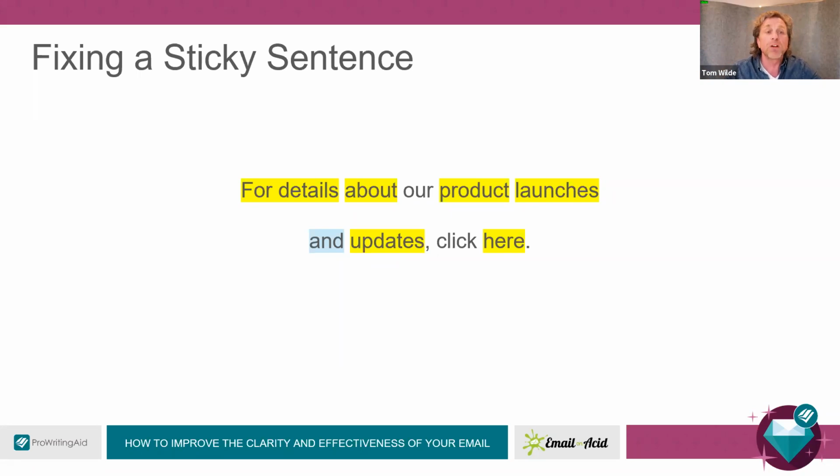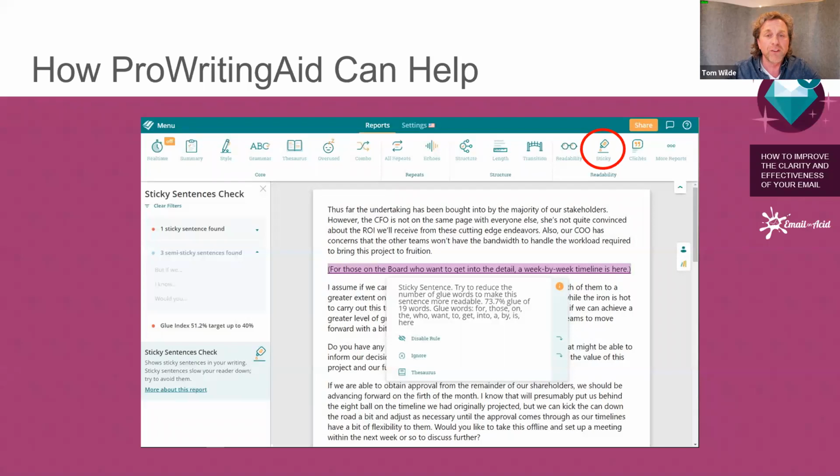Okay, how does ProWritingAid help? Well, we have a sticky sentences report. This does nothing but spot sentences with a high proportion of glue words. This sentence it's picked up has almost 74% of its words as glue words. And you can also see in the sticky sentence report, we spot semi-sticky sentences too. I think it's around 25% of the semi-sticky sentences. Really good indicator of where you can just tighten your writing to the benefit of your reader.